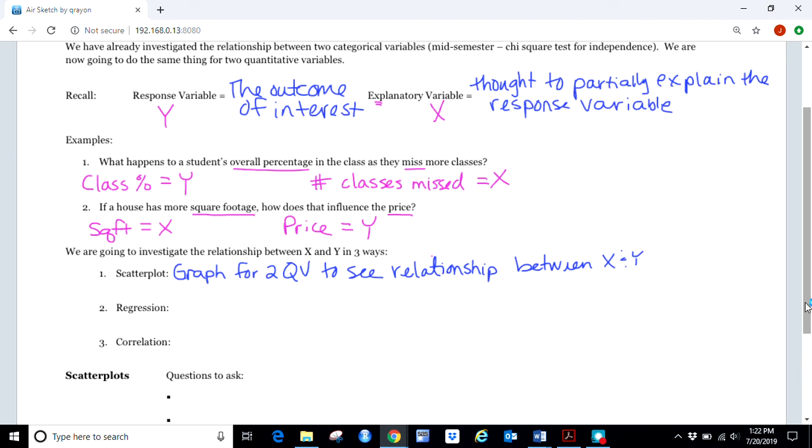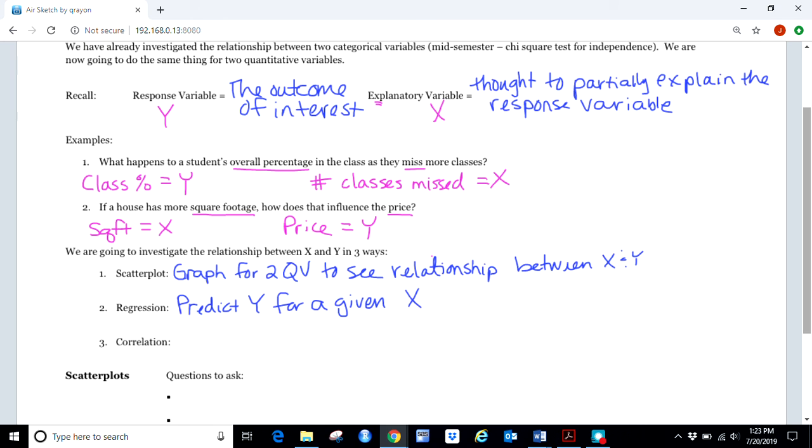Then we're going to do what's called regression. And the goal of regression is to predict a value of y for a given x. So for example, I might say, well, if this house has 1,500 square feet, what would I predict the price of that house to be? That's the goal of regression, is to predict.